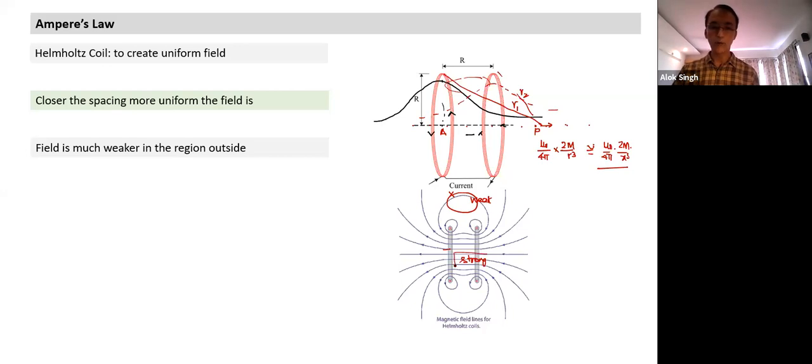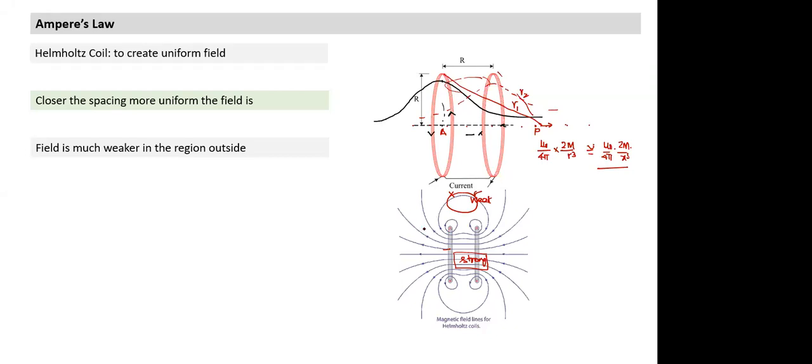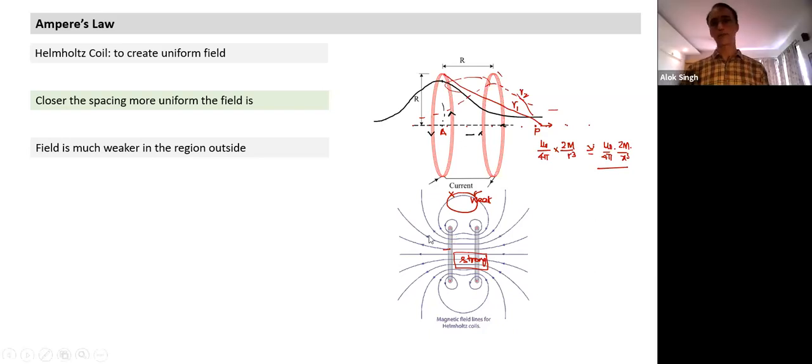If you have several circles like this, what will happen? It will add up all the fields in this region. The field will tend to cancel here, and the field will be weaker outside. Does it make logical sense so far, Disha? Yes, sir. So this is a simple thing, and then we'll come to the solenoid.